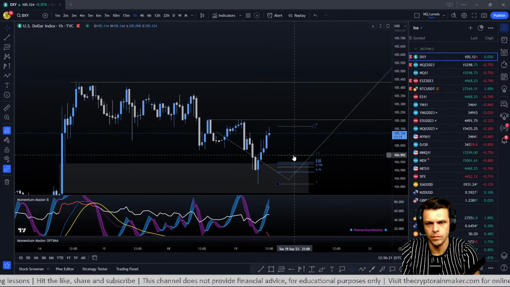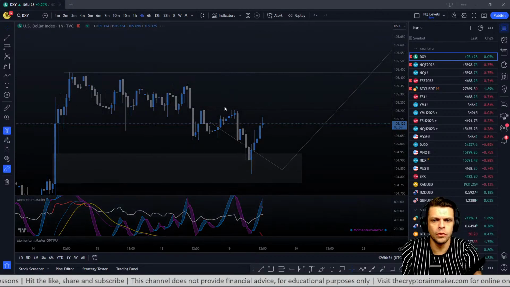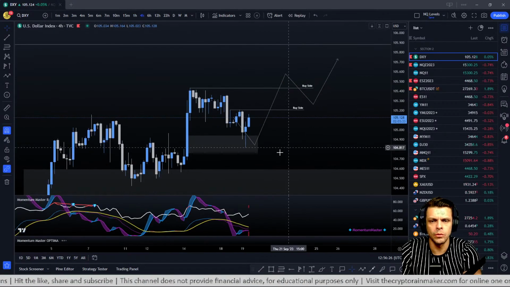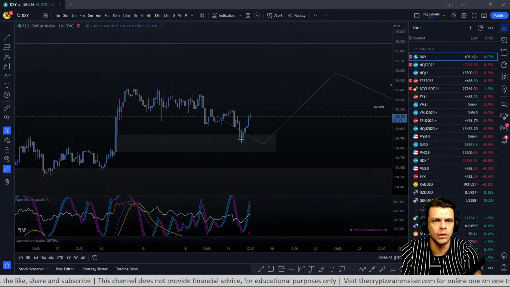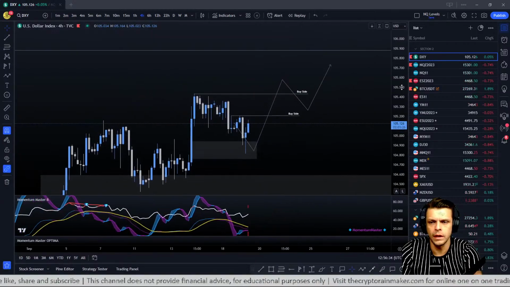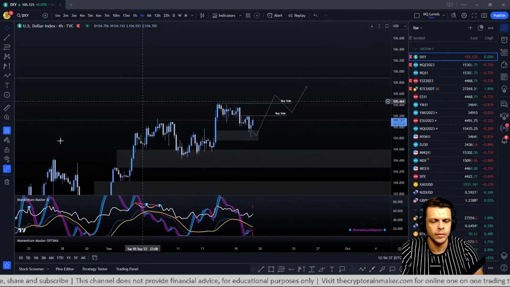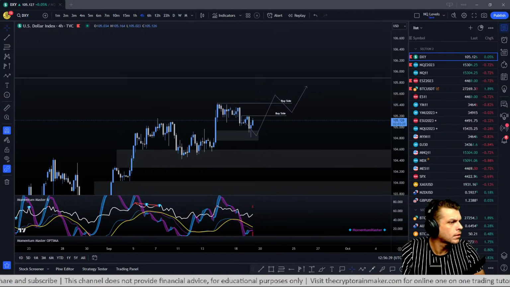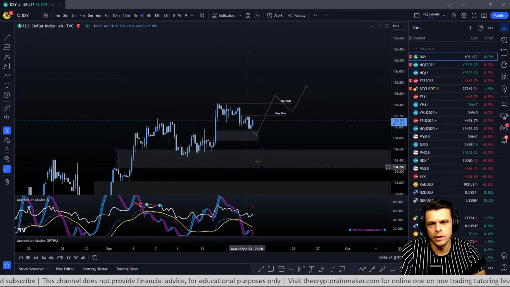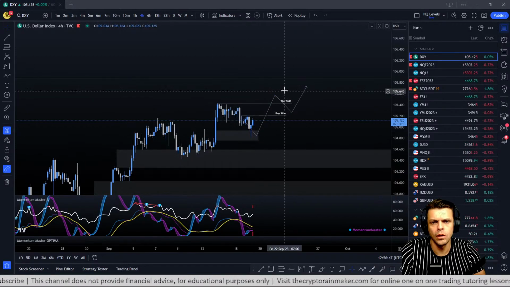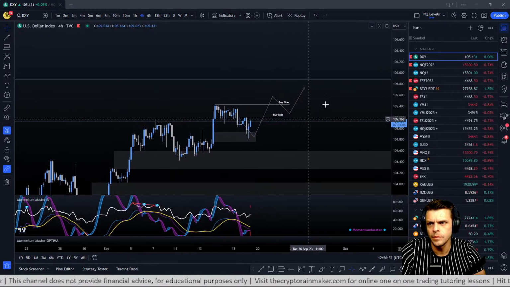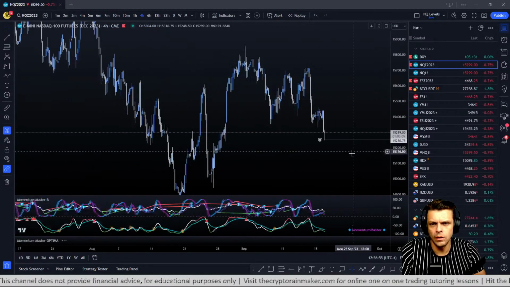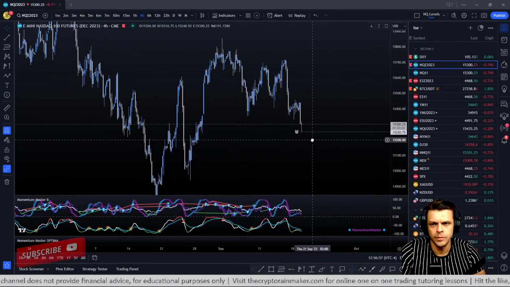Okay, so overall, it looks like the dollar wants to push to the upside after maybe a little bit of a retrace on the 1 hour. So the dollar index still definitely looks bullish. All right, so that's the dollar index. So overall dollar index still looks bullish. Nice little flag as well. So let's have a look at the Nasdaq.